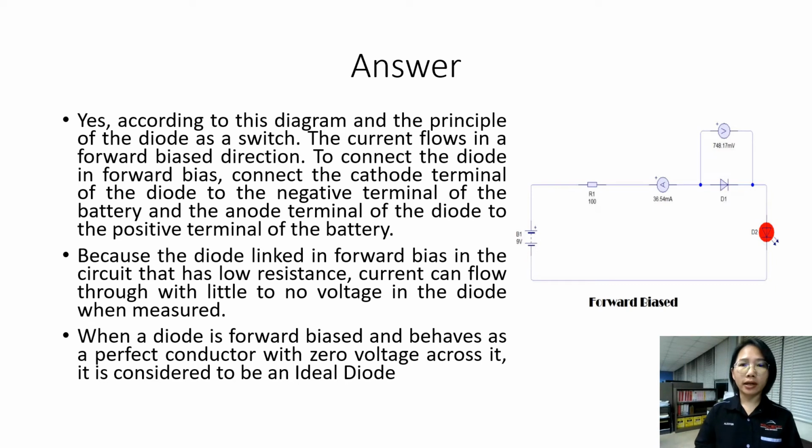Yes, according to this diagram and the principle of the diode as a switch, the current flows in a forward bias direction. To connect the diode in forward bias, connect the cathode terminal of the diode to the negative terminal of the battery and the anode terminal of the diode to the positive terminal of the battery. Because the diode in forward bias in the circuit has low resistance, current can flow through with little to no voltage in the diode when measured. When a diode in forward bias behaves as a perfect conductor with zero voltage across it, it is considered to be an ideal diode.